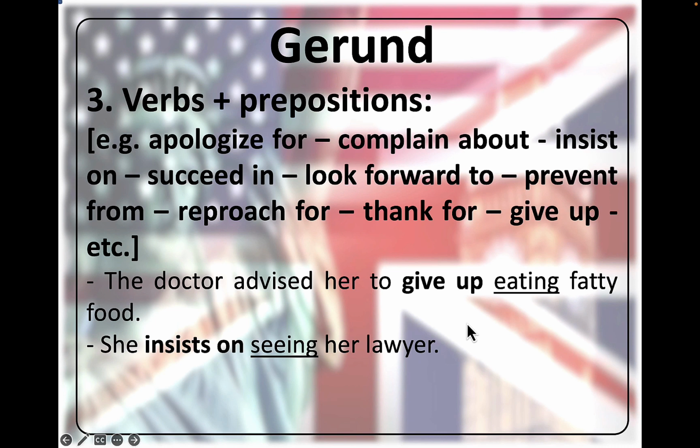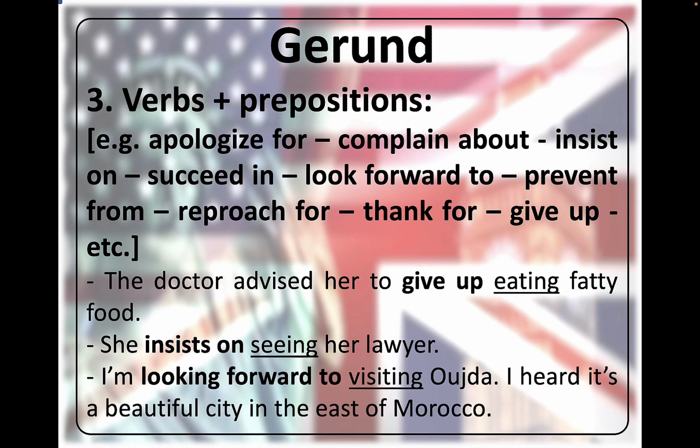She insists on seeing her lawyer. Seeing here is a gerund. Why? Because we have the verb insist and the preposition on before it. I'm looking forward to visiting Oujda. I heard it's a beautiful city in the east of Morocco. Visiting here is the gerund. Why? Because we have the verb, the adverb and the preposition to before it. So we have the verb look, the adverb forward, and the preposition to before it. So looking forward to is followed by gerund.